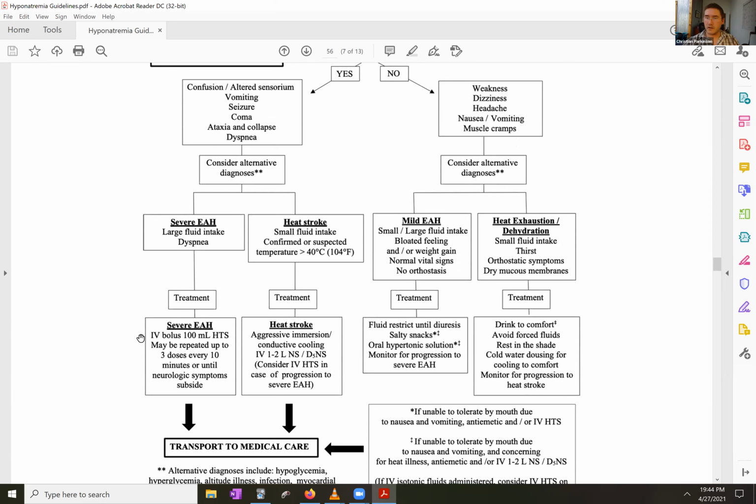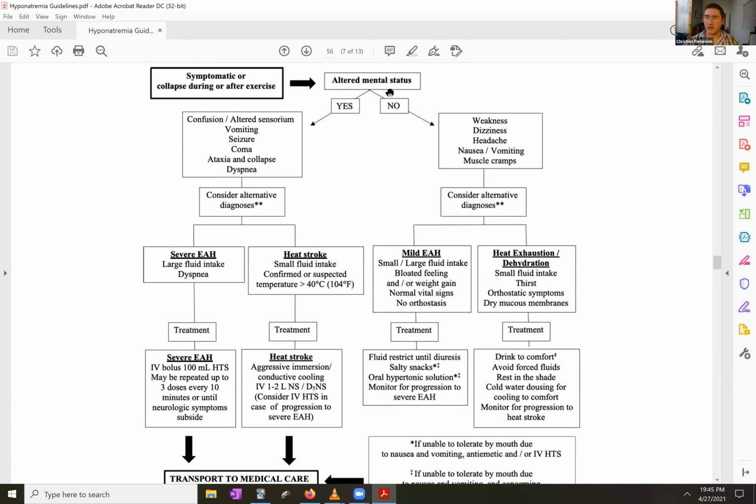IV boluses of 100 mL of hypertonic saline, 3 doses, 10 minutes apart, under controlled circumstances, where we're actually giving measured doses at established intervals. I'm not going to say no, but none that I read screamed adverse circumstances if we're giving hypertonic saline in a controlled, predetermined, regimented, guideline-driven manner.